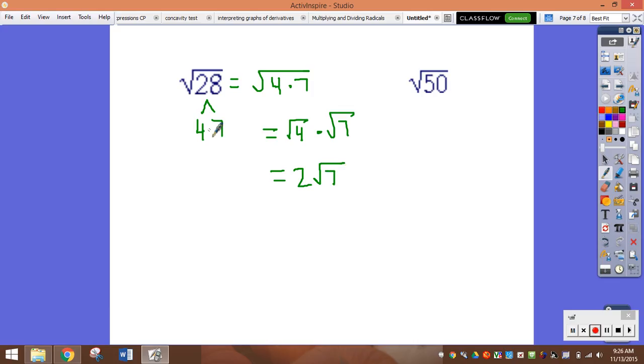If you have a perfect square factor, you want to go ahead and factor it out and take the square root for your simplified answer. So this will be the simplified form of the square root of 28.